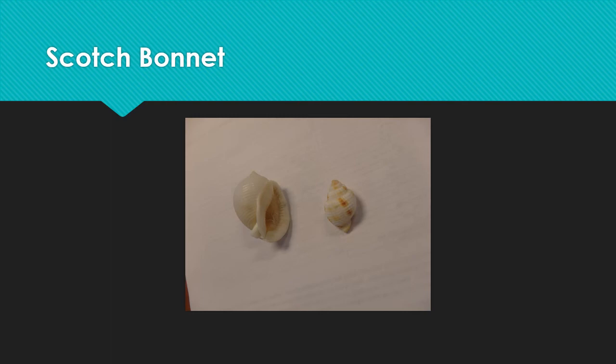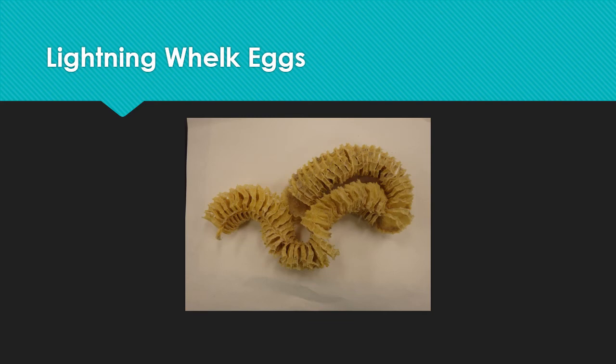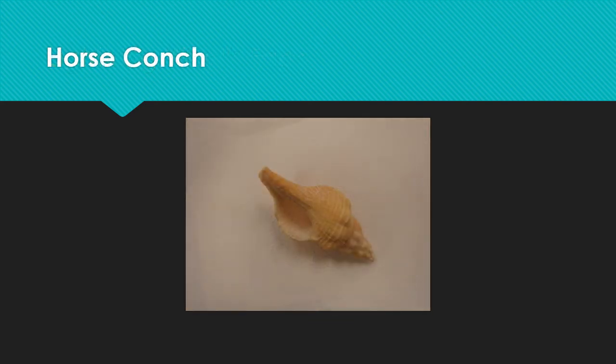Scotch bonnets are very interesting looking shells. And the lightning whelk, named after its lightning-like markings coming from the apex, is the only left-handed snail in our area, meaning the aperture is on the left side of the shell. Here are the lightning whelk eggs. The horse conch is our state shell. This is a carnivorous snail with orange flesh.